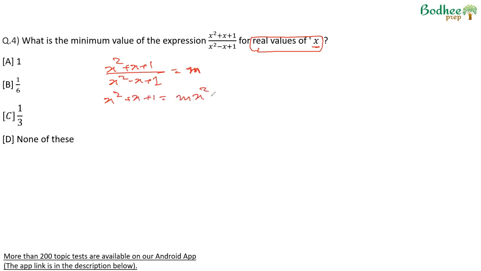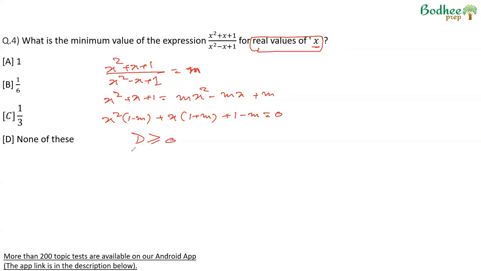M x square minus mx plus m. Therefore, x square into 1 minus m plus x into 1 plus m plus 1 minus m is equal to 0. So we have a quadratic equation in x, and we know that x has real values. If x is real, the discriminant has to be greater than or equal to 0. The moment we put the value for discriminant, we will get a quadratic in m, from where we'll get the range for m, which is the range for the expression.